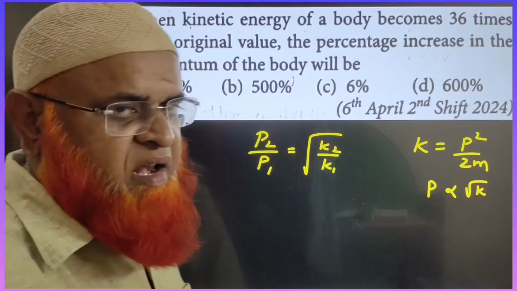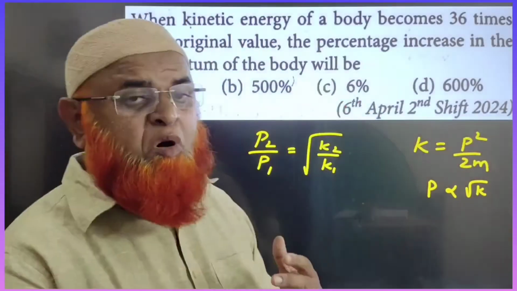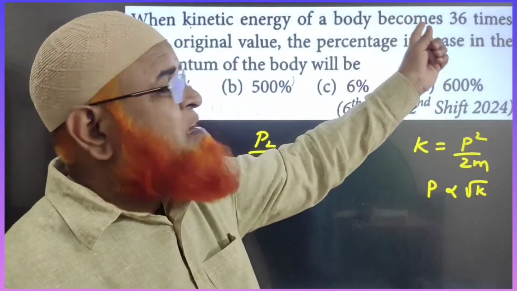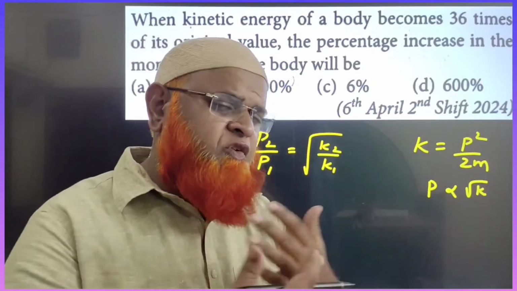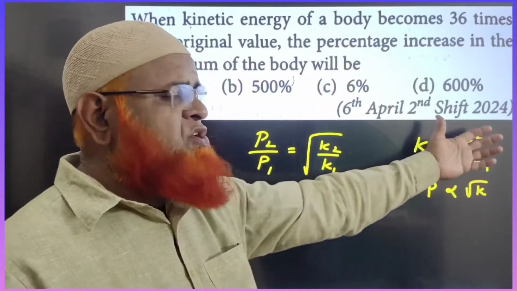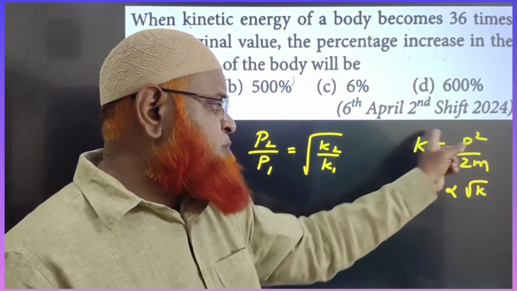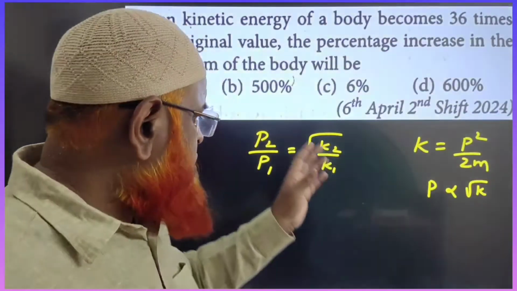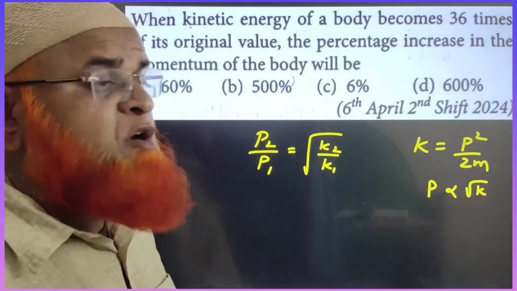Thank you very much. My dear students, what happens to momentum when kinetic energy becomes 36 times? First of all, what is the relation between kinetic energy and momentum? Kinetic energy, you know, is P square by 2m. That means P is directly proportional to root K. So P2 by P1 is nothing but root of K2 by K1.